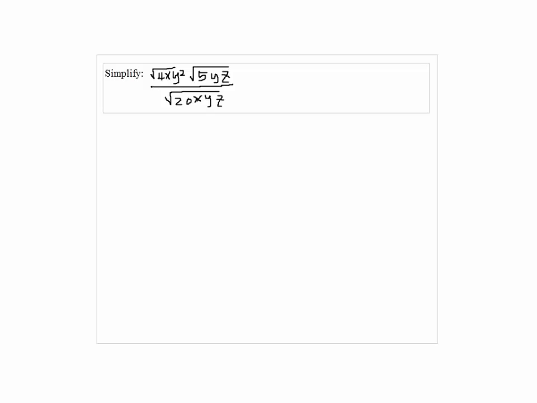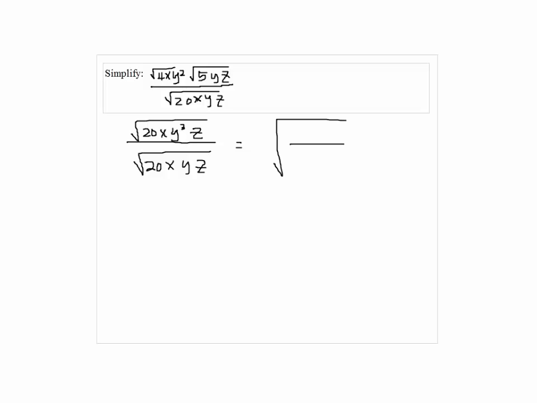Simplify the square root of 4xy squared times the square root of 5yz over the square root of 20xyz. First, we're going to multiply the numerators. So we have 20xy to the third power times z over 20xyz on the bottom. Since we have square roots on both top and bottom, we can combine them in one radical. So we have the square root of 20xy cubed z over 20xyz, so that we can cancel the numerators and the denominators.